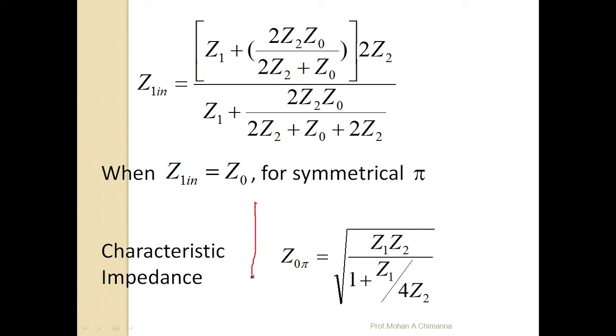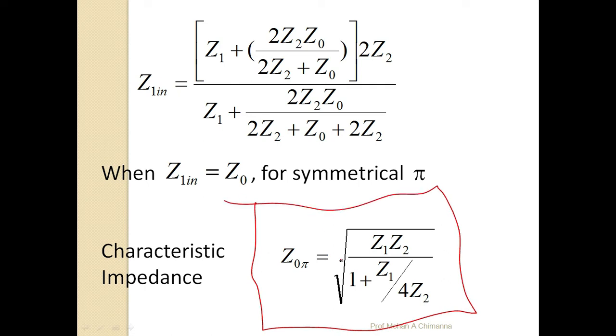Then Z0 pi is equal to root of Z1 Z2 upon 1 plus Z1 upon 4 Z2. In the T section, this parameter comes as a multiplication factor: Z1 Z2 inside the bracket of 1 plus Z1 upon 4 Z2. But in case of the pi section, the only difference is that Z1 Z2 comes in the numerator, and 1 plus Z1 upon 4 Z2 comes in the denominator side.